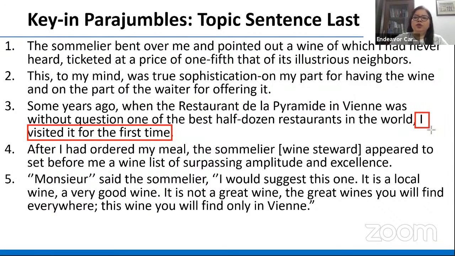Then you visit a restaurant, obviously it has to be four because then you order your meal. So no brainer, right? This connection of three with four is a very easy one. You visit a restaurant, you order your meal. Now comes the tricky part. And there's always that one such tricky link in any parajumble.